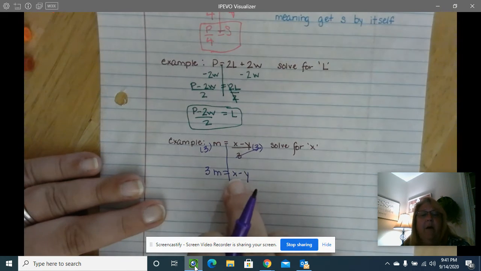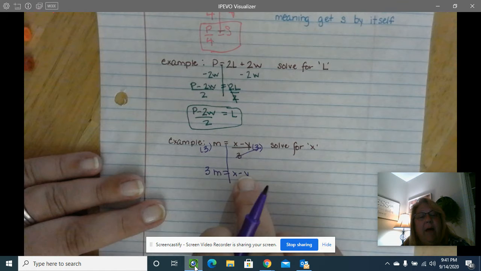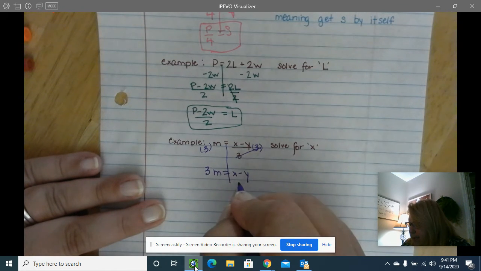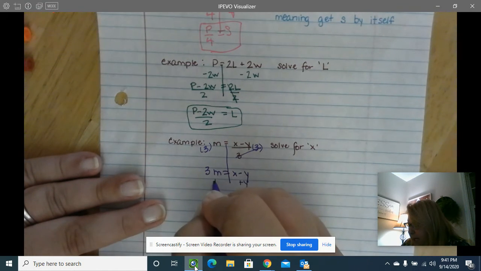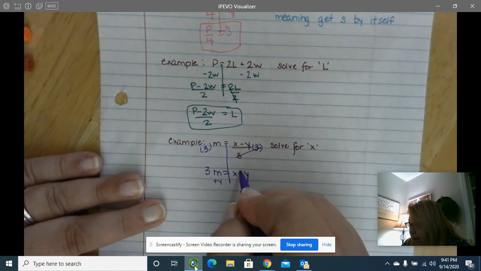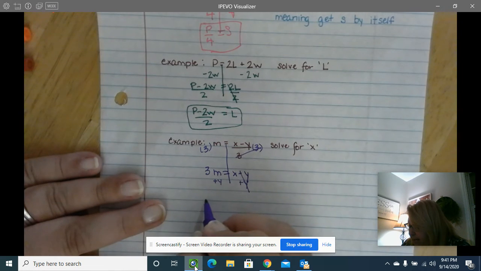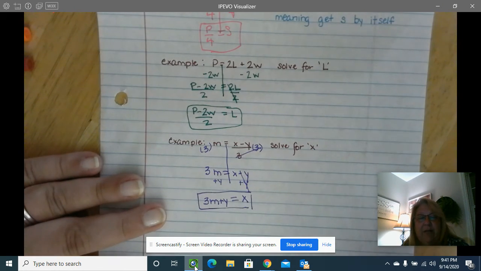All right, now how am I going to get the X by itself? Well, I've got a minus Y. So that tells me I need to add Y to both sides. When I do that, that cancels out. So now I've got 3M plus Y is equal to X. X is now by itself, and that is my final answer there.